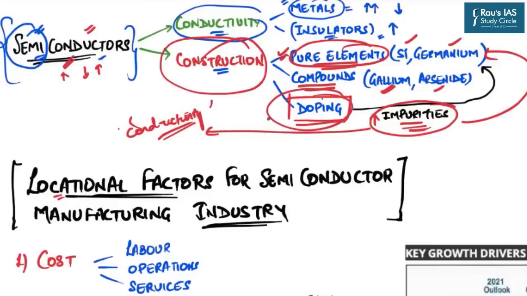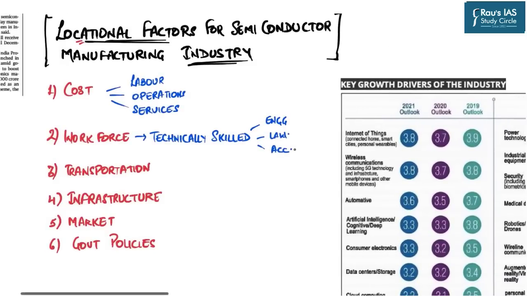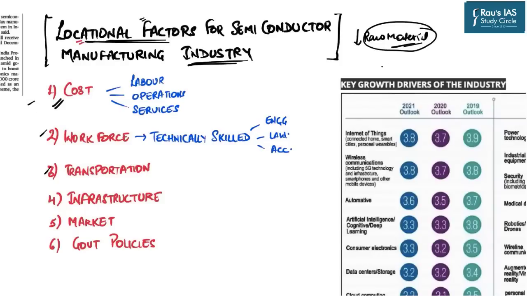So in this regard, now we shall come to our main topic, that is, what are the various locational factors for a semiconductor manufacturing industry. The first important factor is the cost. Now, we know that whenever we discuss the locational factors for any industry, raw material is one of the most important locational factors, right? But because the semiconductor manufacturing industry has been developed in recent times, the dependence on raw material has relatively reduced, and other locational factors like cost, workforce, transportation, etc. have relatively increased. And there is a reason for this.